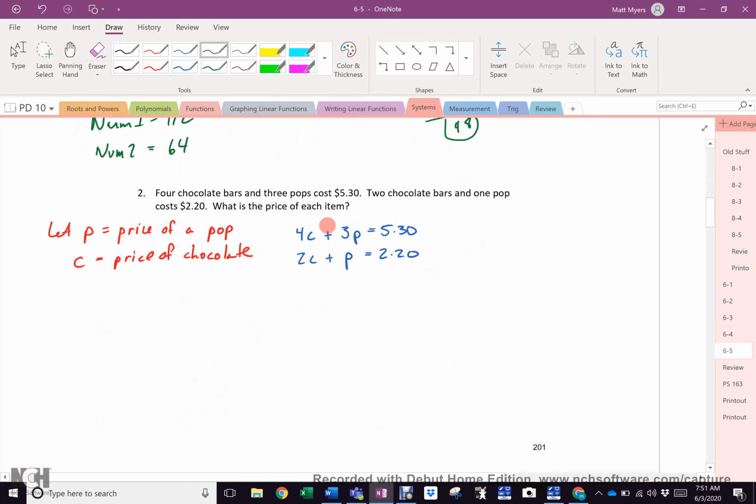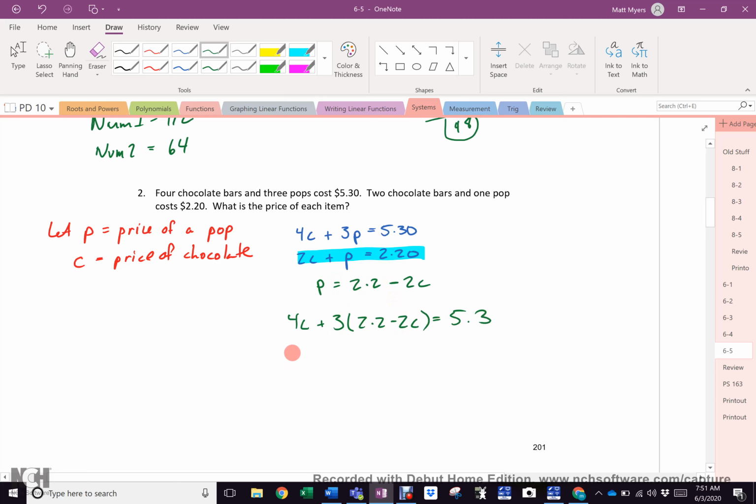All right, let's come down to here. Now, this one is not set up for elimination, but it's nicely set up for substitution right there. Because, of course, P equals 2.2 minus 2C. So now I can just put that anywhere I see a P. But I can't put it in the blue one here. I got to put it up there. So 4C plus 3 times P, which is 2.2 minus 2C, equals 5.3.